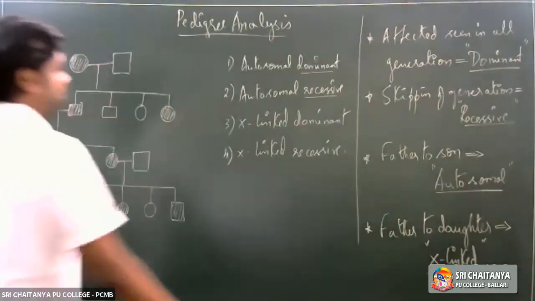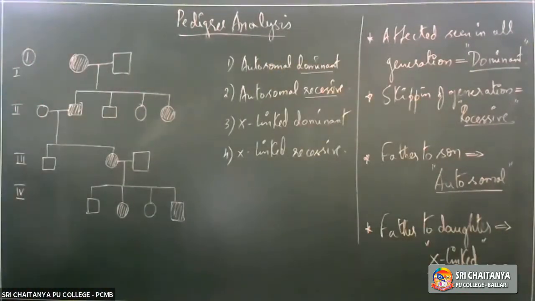So if the disease is passed on from the father to the son, then it would be an autosomal condition. If the disease is passed on from the father to the daughter, then it would be an X-linked condition. So these are the things you actually need to remember.